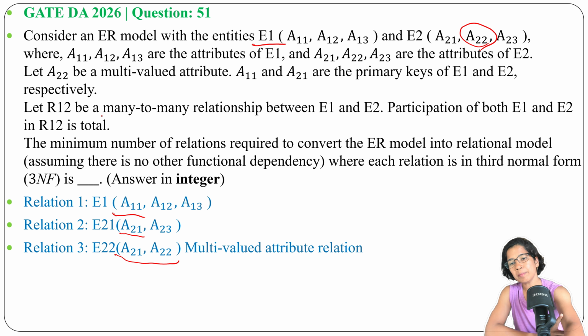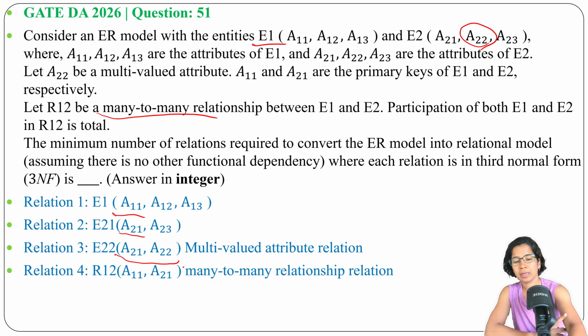Next there is a many-to-many relation. For a many-to-many relation, we will create a separate relation where both primary keys will be attributes. So for R12 we will create a separate relation where A11 and A21 will be attributes. This relation we created due to the many-to-many relationship.